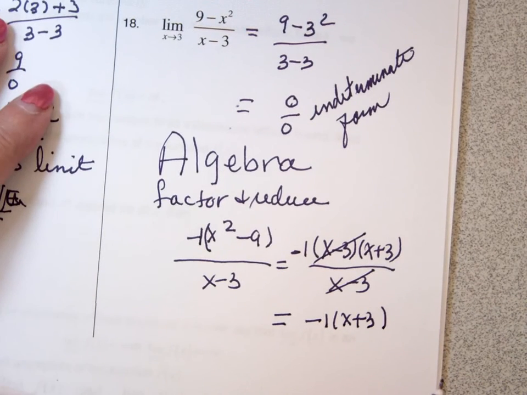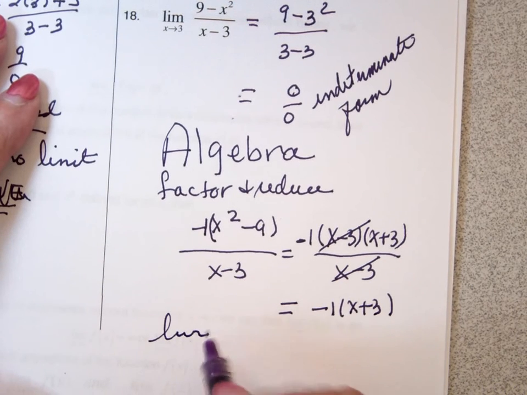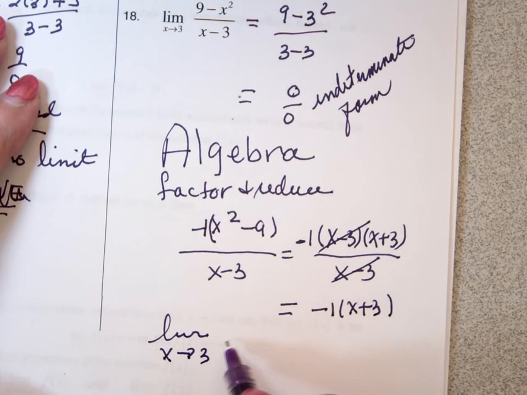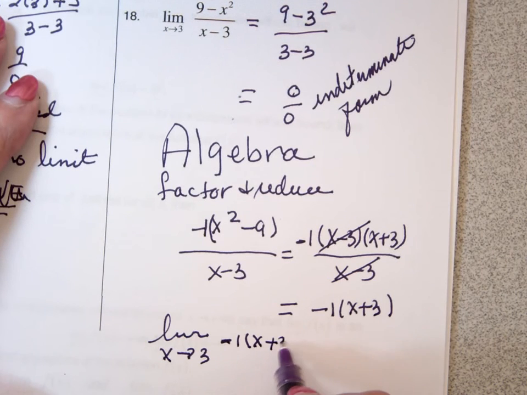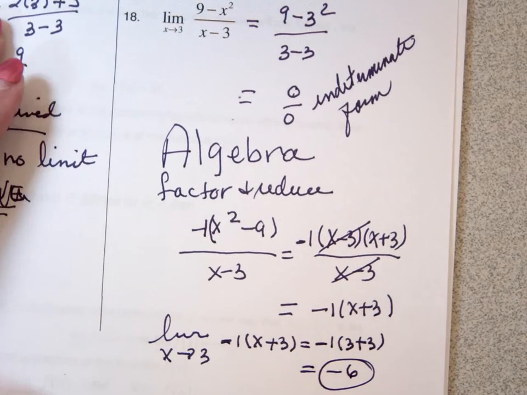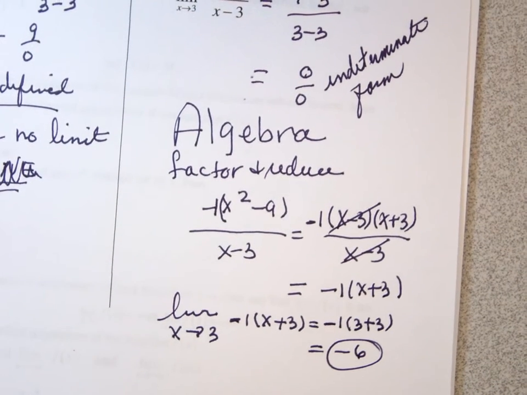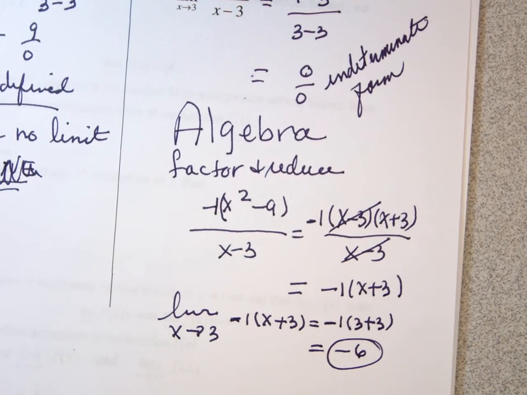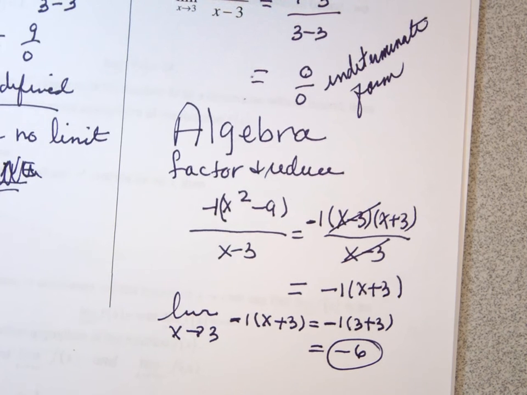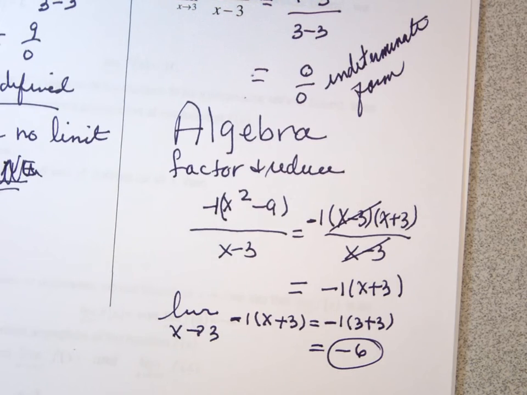Now what do I get to do? Get to do it again. The limit as x approaches 3 of minus 1 times x plus 3 is minus 1 times 3 plus 3, or minus 6. What is at that coordinate point on the graph? 3, negative 6. Because I divided out a factor. Yes? There'll be a hole there, yeah. The hole in a graph. Because I divided a factor out.